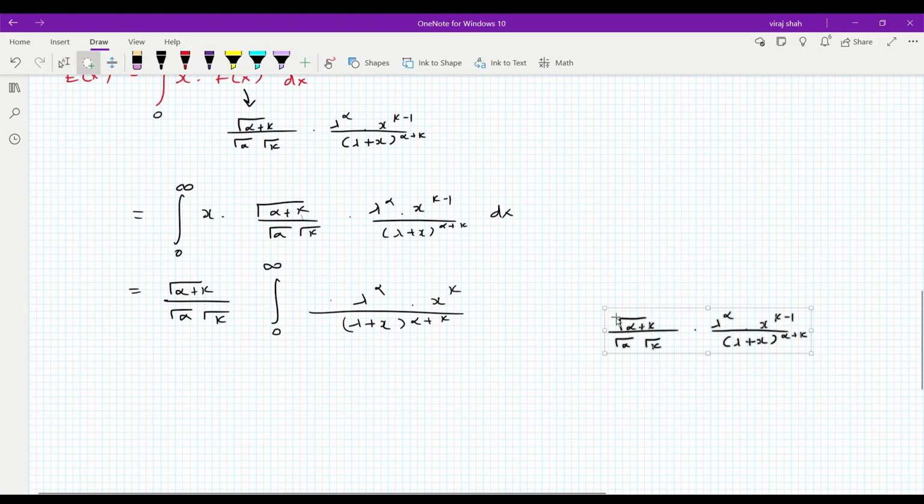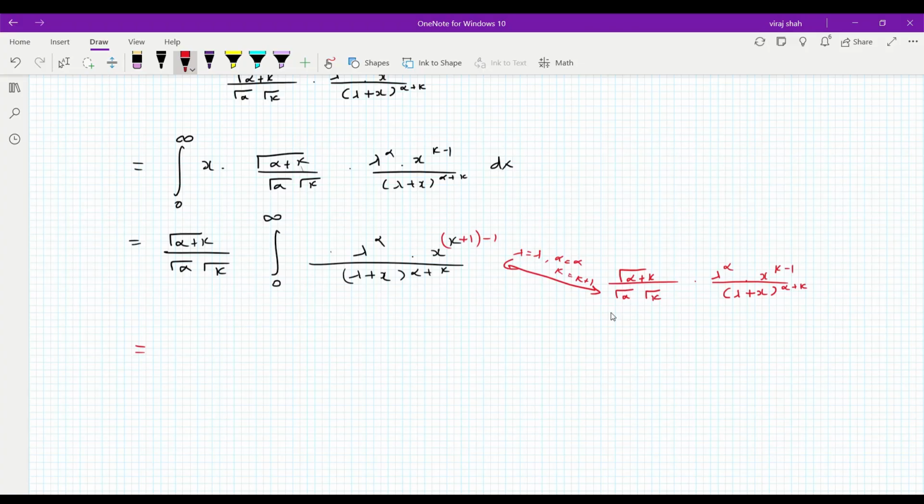Okay, let me just make this red so that it's a different color. Now if you see, I want this in the form of k minus 1. So I'll just write k plus 1 minus 1, where we can say that lambda is equal to lambda, alpha is equal to alpha, k is equal to k plus 1. Okay, the same thing.